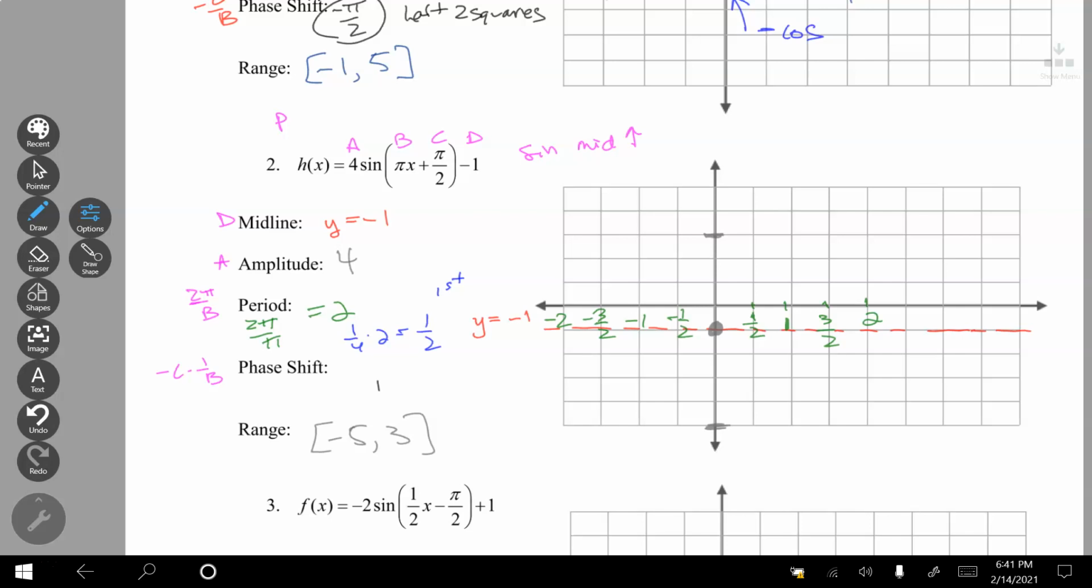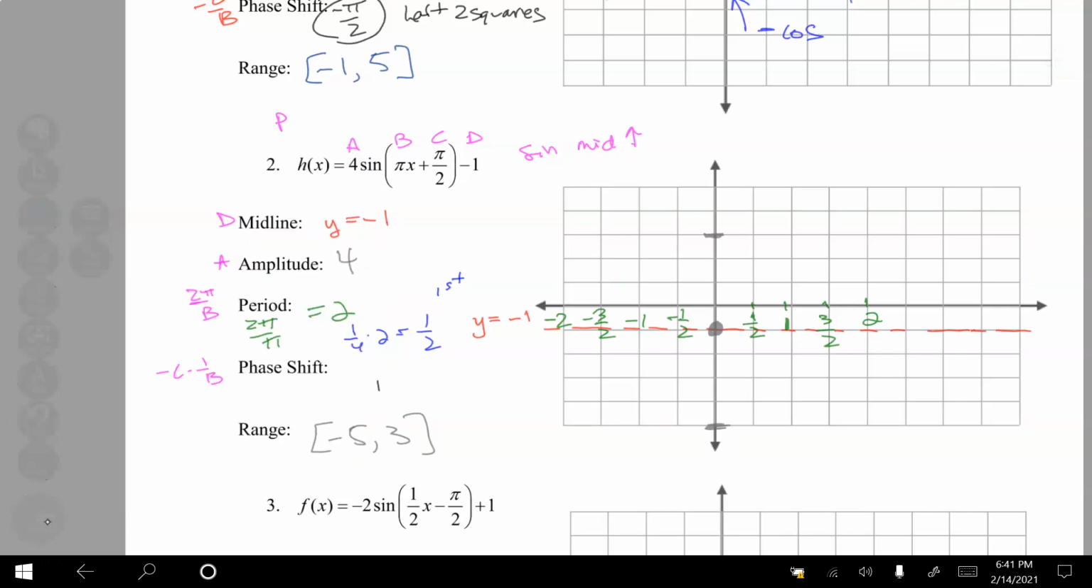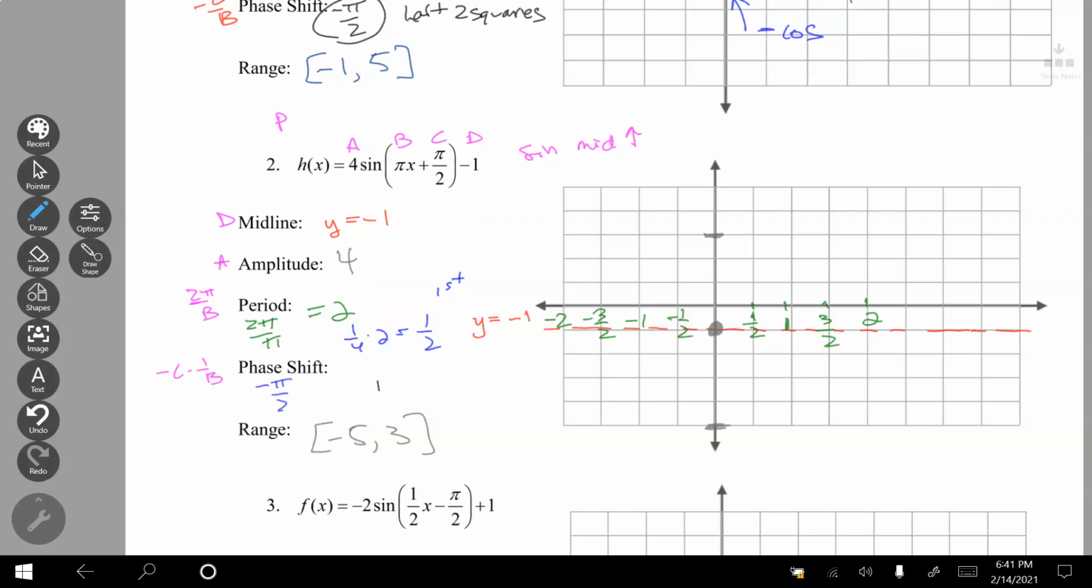My phase shift is normally -c over b, except I don't like this pi, so I'm going to do -c over 1 times 1 over b. And it's going to be -pi over 2 times 1 over pi, because that's the reciprocal of b. I notice I get -1/2. And -1/2 is going to be left 1 square. So this dot here is going to move left 1 square. So the first dot, which normally is on the y-axis, has been moved left, and it's right there at -1/2.